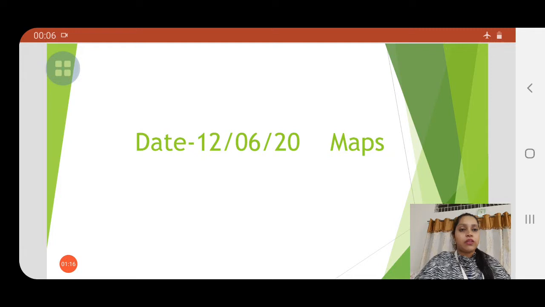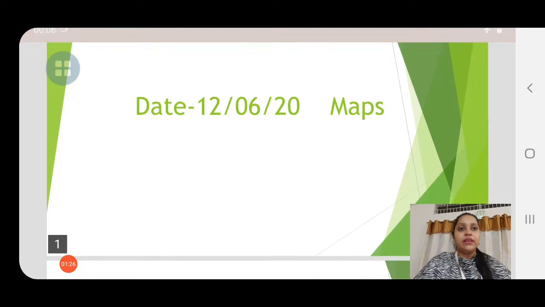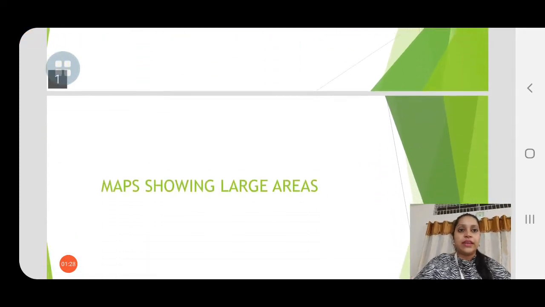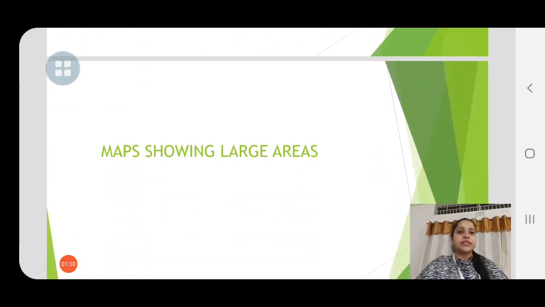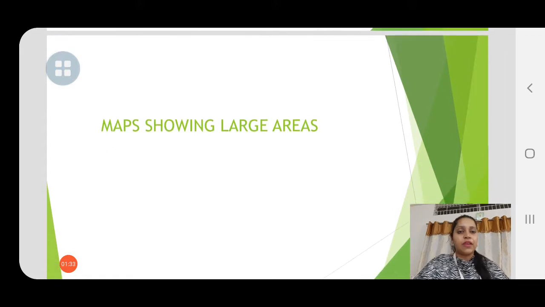Okay, children, all of you take out your textbook. Today we'll be studying very interesting topics. We will proceed now. So, children, today the first thing we'll study about is maps which show large areas. Maps showing large areas. Maps which show large areas. Okay, now which are those maps?